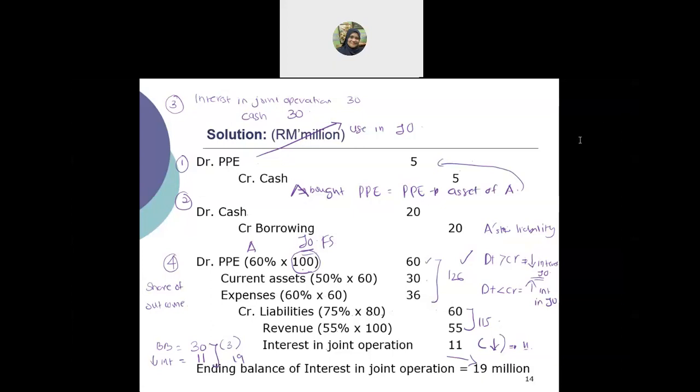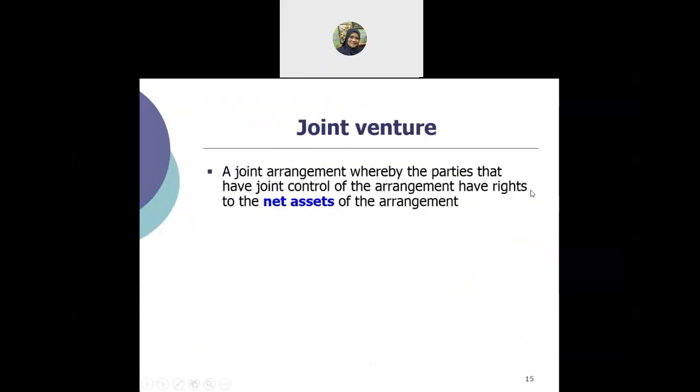So since there is no question, this is about joint operations. Okay, the next one we're going to look at is joint ventures. A joint venture is a joint arrangement whereby the parties that have joint control of the arrangement have the right to the net assets of the arrangement. So they have the right to the net assets.